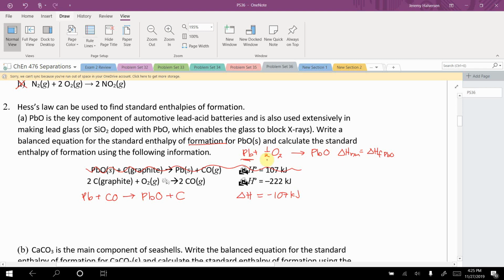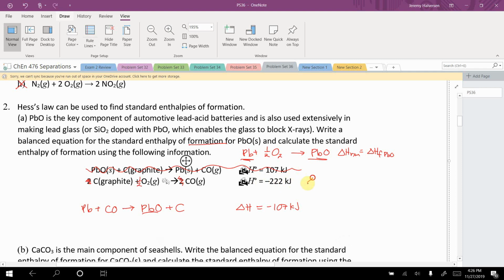All right, so now I've got Pb on the left. I've got PbO on the right. Now I need oxygen on the left. Here I have oxygen on the left. Awesome. But I have one oxygen and I need half an oxygen. So that means I'm going to take this reaction, multiply the whole thing by a half. That means this goes away, and this becomes a half. It also means that this delta H becomes half of what it was. There we go. So now I've got my half O2 taken care of.